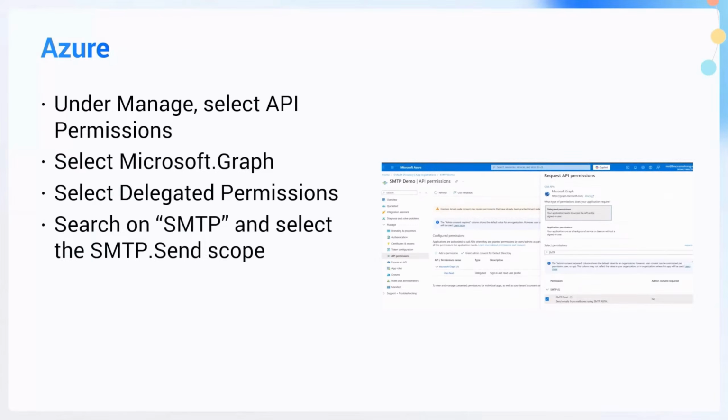So then we go into Manage and select API Permissions. And under there, we'll select Microsoft Graph. We'll select Delegated Permissions. And then if you type in SMTP, you'll see SMTP Send as a scope. We'll go ahead and select that, indicating when this client is authorized, it can send email.